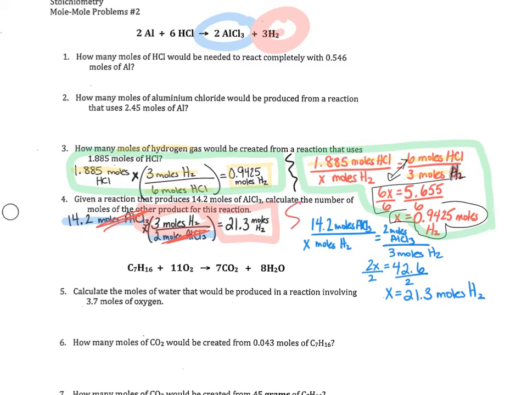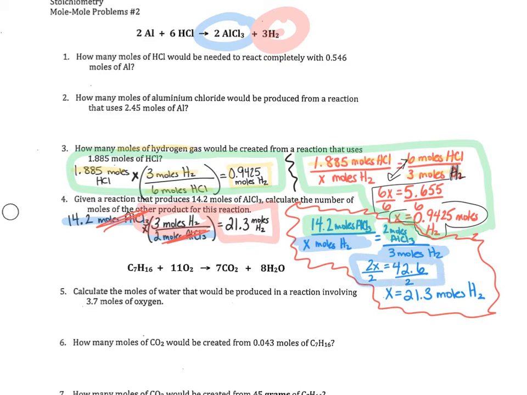Again, I can do the same problem right here using the cross multiply ratio method. I look at my equation and I see that I'm starting with 14.2 moles of aluminum chloride. So I'm going to set it equal to what I know about aluminum chloride. And on the bottom, I'm going to put what I know about my moles of my unknown, which is H2, and I'm going to put my X underneath. I cross multiply, here's my work, and I get the same answer there.